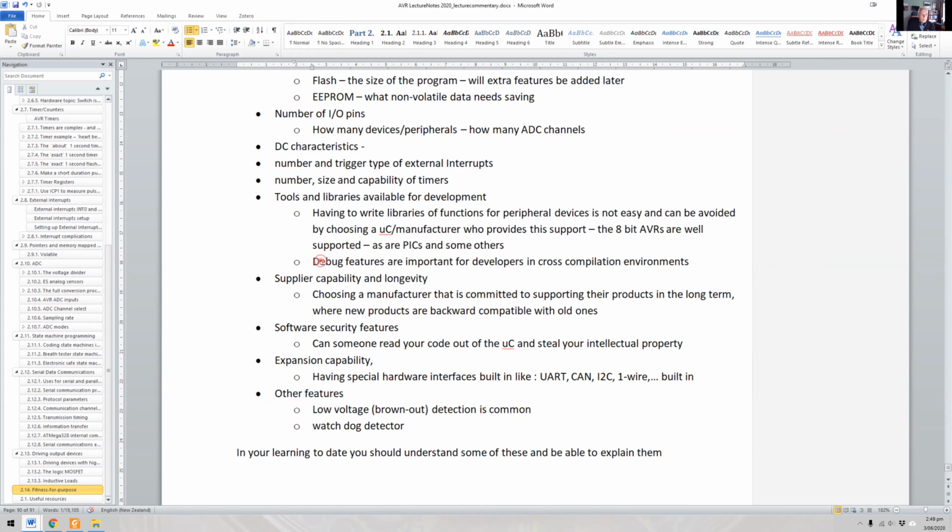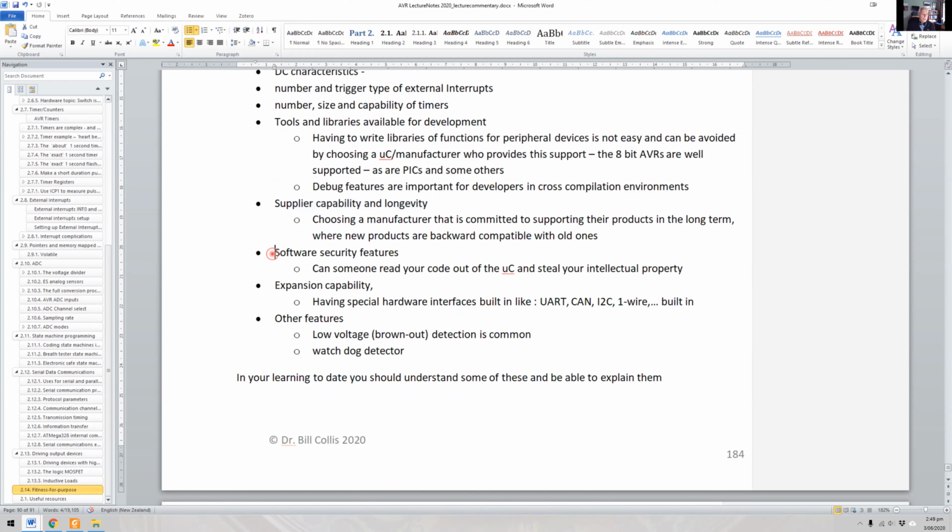Being able to debug a microcontroller while it's running in a system is hugely important, and the AVRs have some capability. They have a one-wire debug model which you can use. Other microcontrollers have other more sophisticated features as well. Your supplier. Now, just a couple of years ago, Atmel sold to Microchip, who have the PIC range, and there was a bit of worry about whether the AVR microcontrollers will continue. But Microchip are committed to both the PIC range and the AVR range because the AVR has such a large market support.